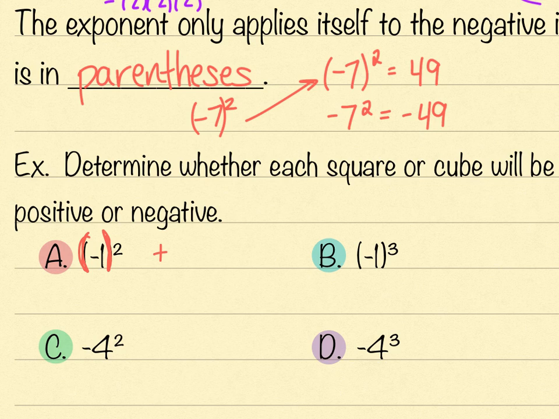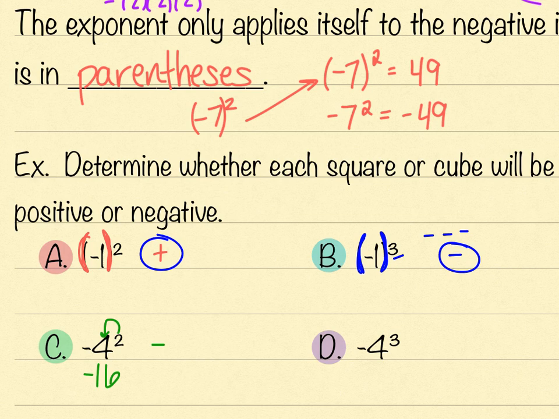In example B, the exponent does see the negative because of the parentheses. However, because it's an odd exponent, that means there's going to be an odd number of negatives, which means your answer would be negative. So we have a negative. Last one was positive. In this one, we have negative 4 squared, but it's not using parentheses. So the exponent is only going to apply itself to the 4, which would be 16, but then you drop down the negative to get negative 16. And so the answer will be negative. Again, all because of the parentheses, or the lack thereof.